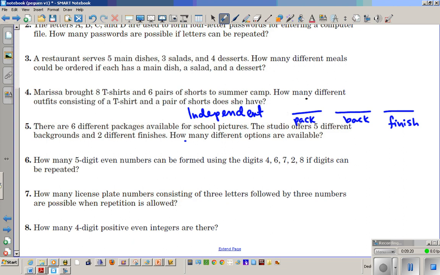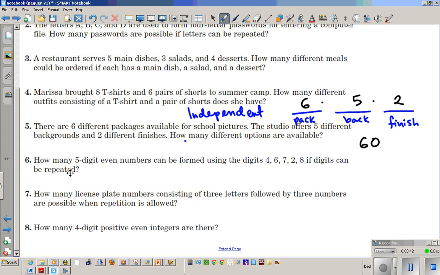You have 6 choices to pick from, and then after you pick one, you have 5 different backgrounds to pick, and then from the backgrounds after that, you have 2 other finishes to pick from. So what are the total possible options you have considering all these 3 independent choices? 60 is your answer. 6 times 5 times 2, 60.